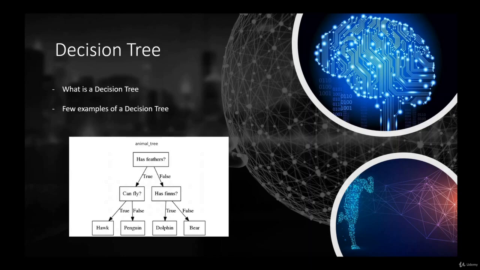So let's take an example. The example right here is a decision tree that will help us know what animal we are talking about. The first question that we are going to ask is, does it have feathers? If yes, can it fly? If no, does it have fins? If it can fly, that's a hawk. If it can't fly, that's a penguin. If it has fins, well, that's a dolphin. If not, that's a bear. Once again, this is really basic.